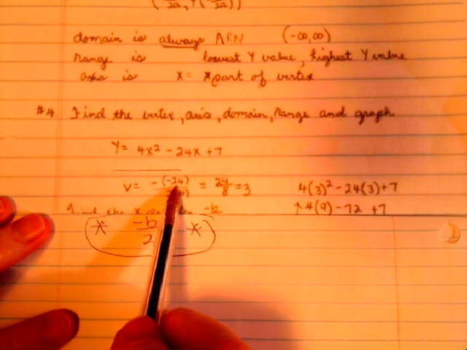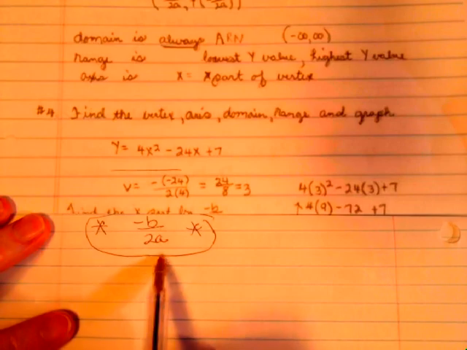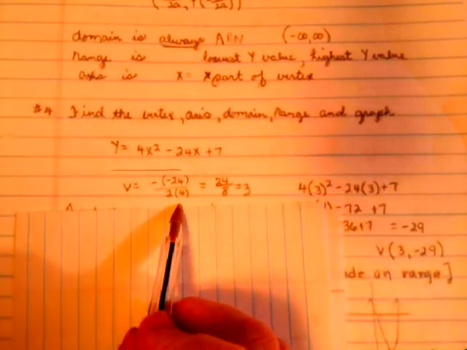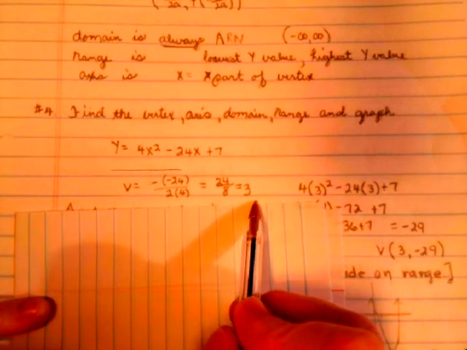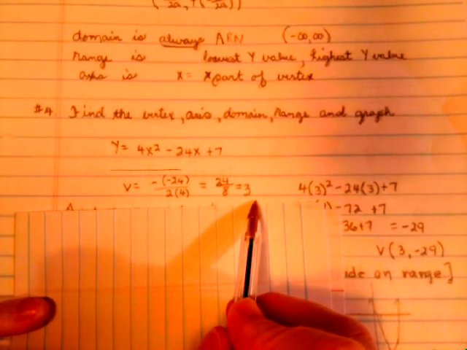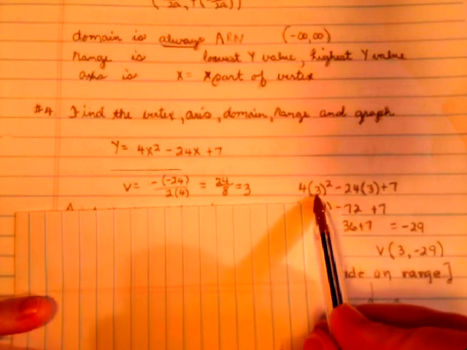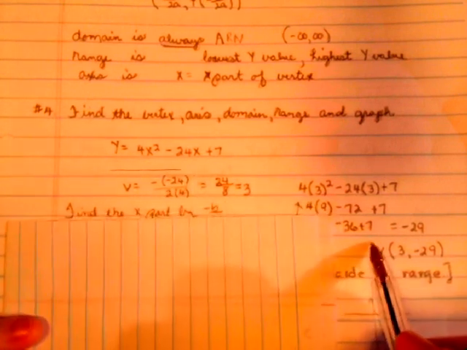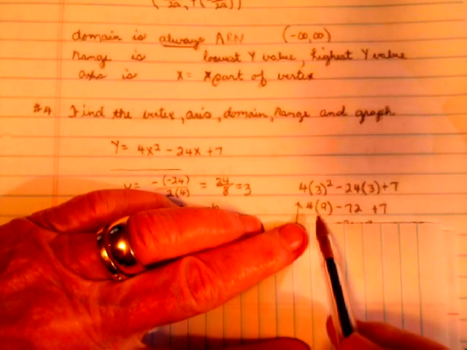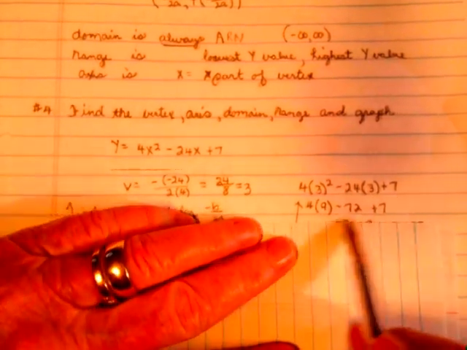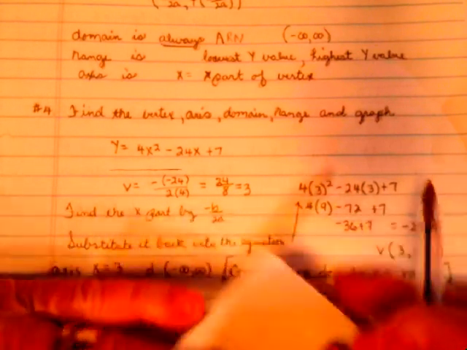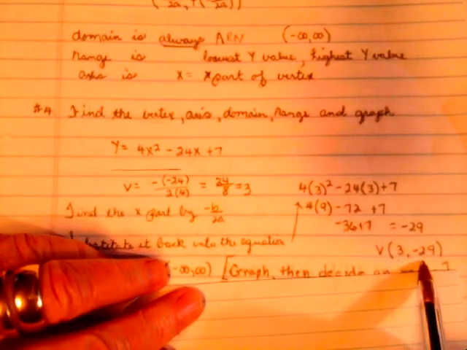Substitute negative 24 into the negative b over 2a expression. That gives you the opposite of negative 24 over 2 times 4, which is 24 over 8, which is 3. That's the x part of your vertex. Substitute 3 back into your function in place of x and simplify: 4 times 3 squared minus 24 times 3 plus 7. Put all that in your calculator, and you come out with negative 29. So my vertex is 3 comma negative 29.